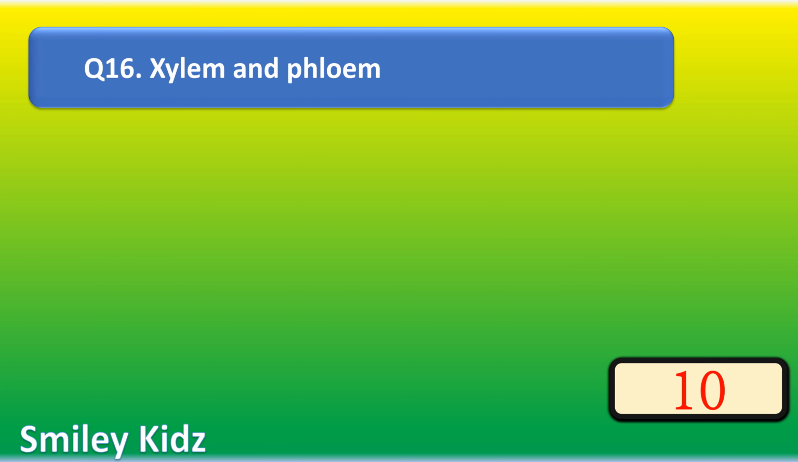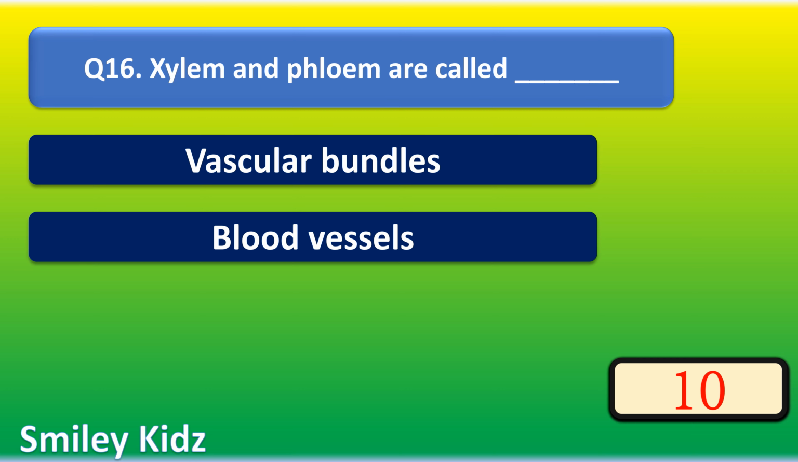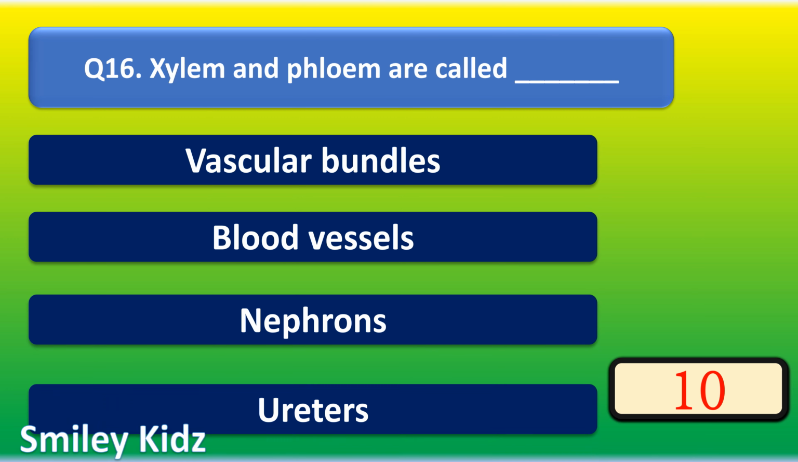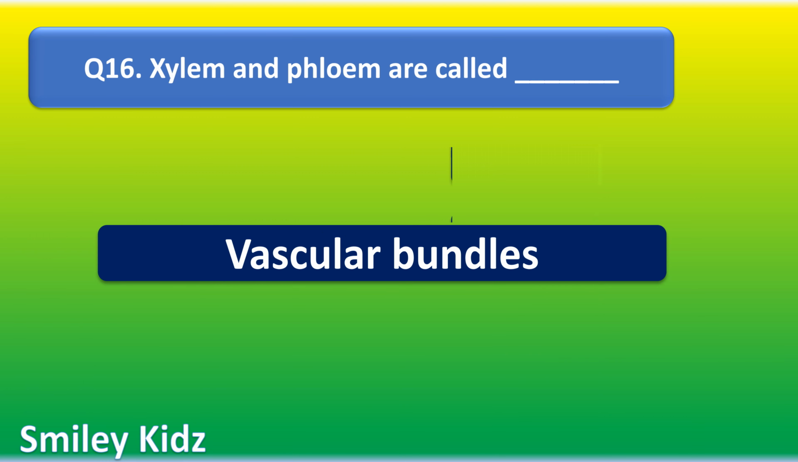Moving to question number 16. Xylem and phloem are called dash. Option A vascular bundles, option B blood vessels, option C nephrons and option D ureters. Your time starts now. Your time is up. And the right answer is vascular bundles. Xylem and phloem are called vascular bundles.